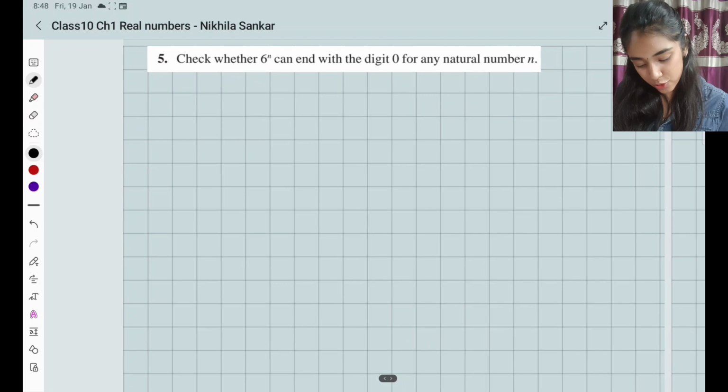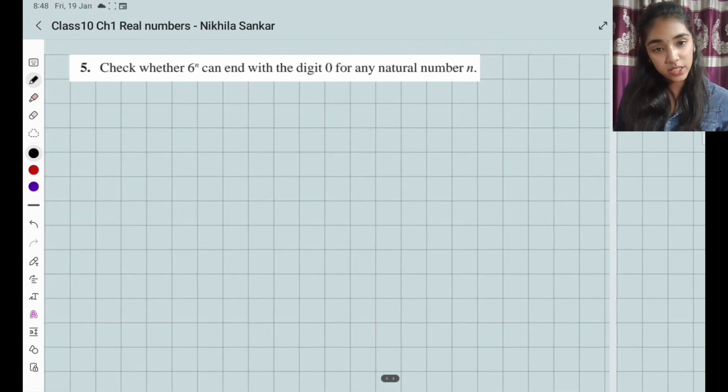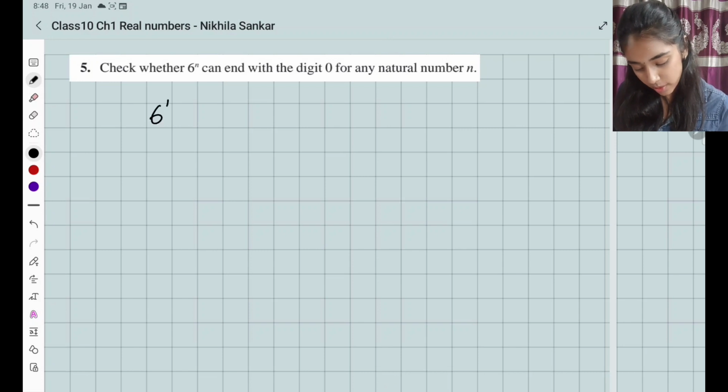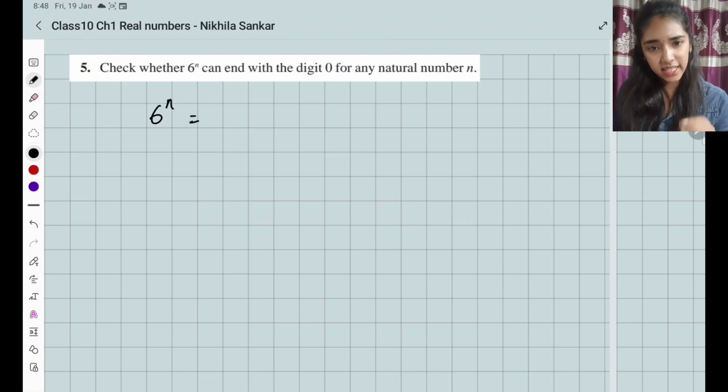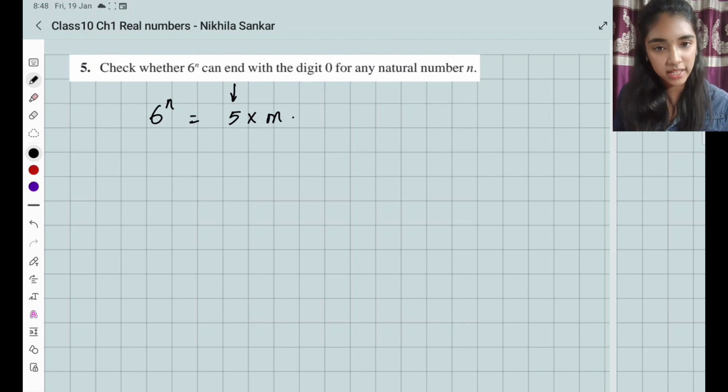Question number 5. Check whether 6 to the power n can end with the digit 0. Idhe mari or example potrukom. Enna concept na 6 to the power n. Let us assume that it ends with the number 0. Appa end with the number 0 na, it can be 5 into some number n. 5 vandu one of the factors ah irundhudu na, the number will end with the digit 0. Correct? 5 2s are 10, 5 4s are 20, 5 8s are 40. So the number is ending with the digit 0 in the units place.